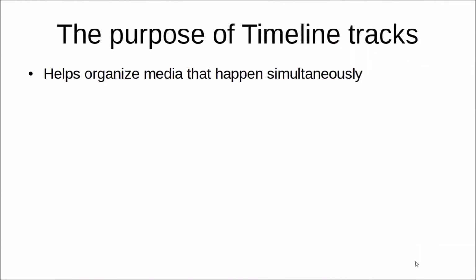All right, now let's talk about timeline tracks. Timeline tracks have a very fundamental role in video editing. It just helps organize the media that happen simultaneously. So if you have video in one track and you want to add an overlaid title, then that would be in another track and it would occur at the same point where that part of the video appears.